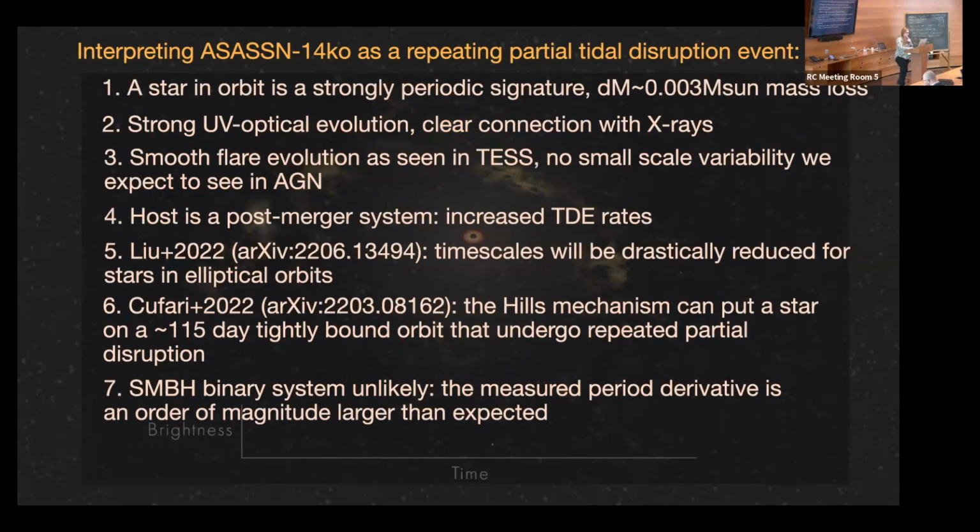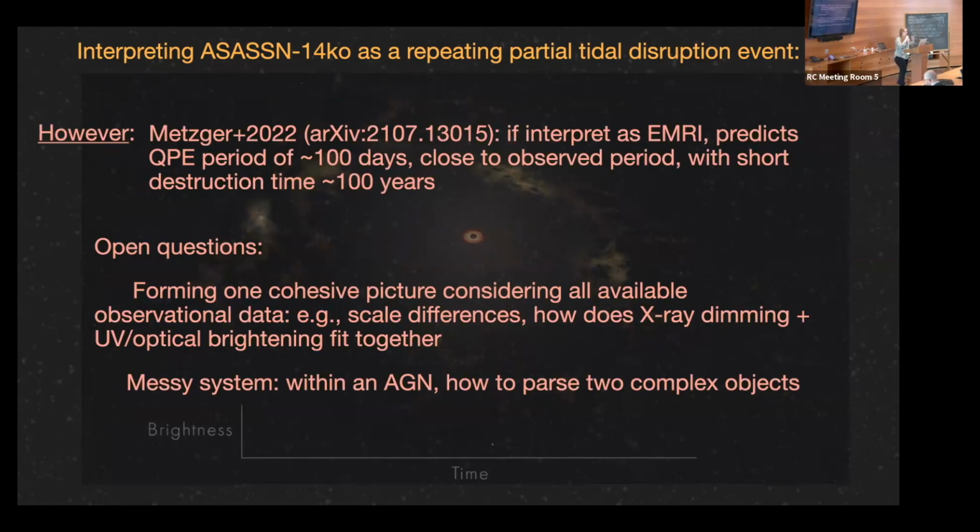Got it. Sorry. But again, there's still a lot of work to be done with the system, and there are many caveats. In Brian's paper, if we interpret it as an EMRI, it's able to get a period of about 100 days, which is very similar to our observed period, and definitely would be observable based on the short disruption time. And there are lots of other questions that I would love to discuss: forming one cohesive picture, considering all of the observational data, the scaling issues I just talked about, not issues, but just differences, and also thinking about how the X-ray dimming fits into the UV optical brightening.